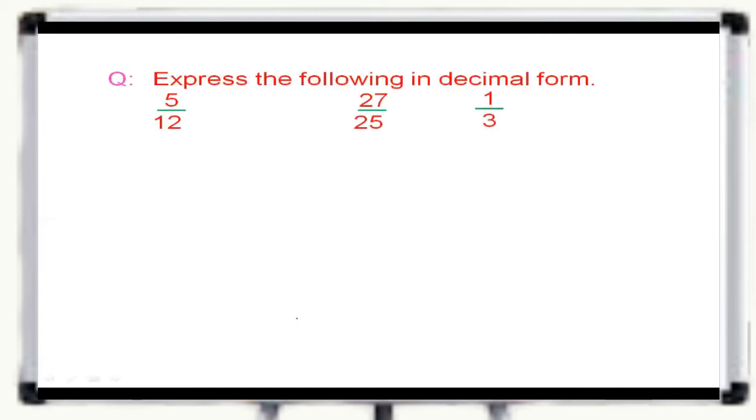Now take another question. Express the following in decimal form. Question number 1, 5 by 12. Question number 2, 27 by 25. Question number 3, 1 by 3. Question number 4, 7 by 16. So first take the first question, 5 by 12.